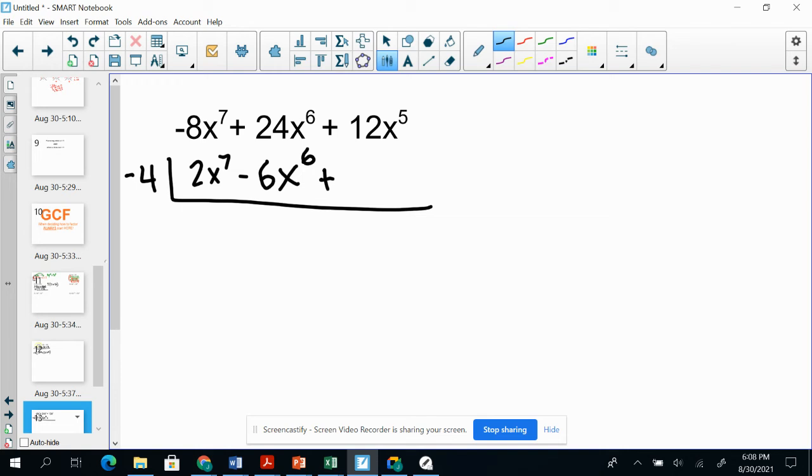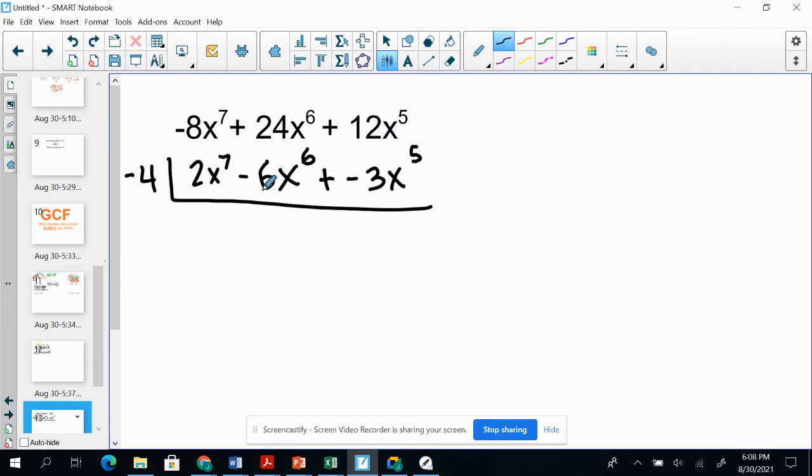Negative 4 times what will give me a positive 12? At any time during the videos, do you want to pause it and try this yourself and then come back and check it? I highly recommend it. But otherwise, just keep on going. So negative 4 plus, it's actually going to be a negative 3, because negative and negative will give us that positive x to the 5th.